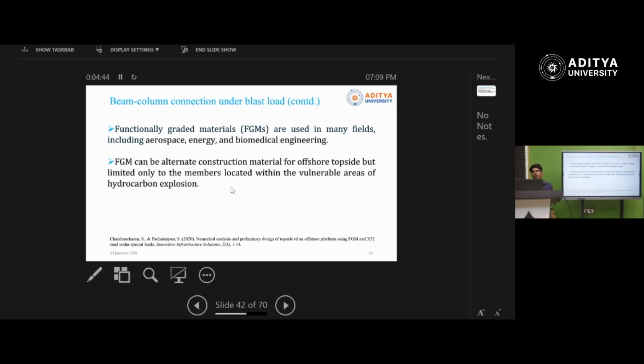So FGM can be an alternative construction material for offshore topsides, and not only offshore topsides, any industrial buildings also, which are vulnerable to dynamic loads. But here the problem is we cannot go for 5 or 6 material compositions. The fabrication process itself is very difficult. And if you want to execute the same thing for a real-life structure, we need to fabricate all the structural components, which is very difficult. So it is advisable to go with 3 to 4 materials maximum.